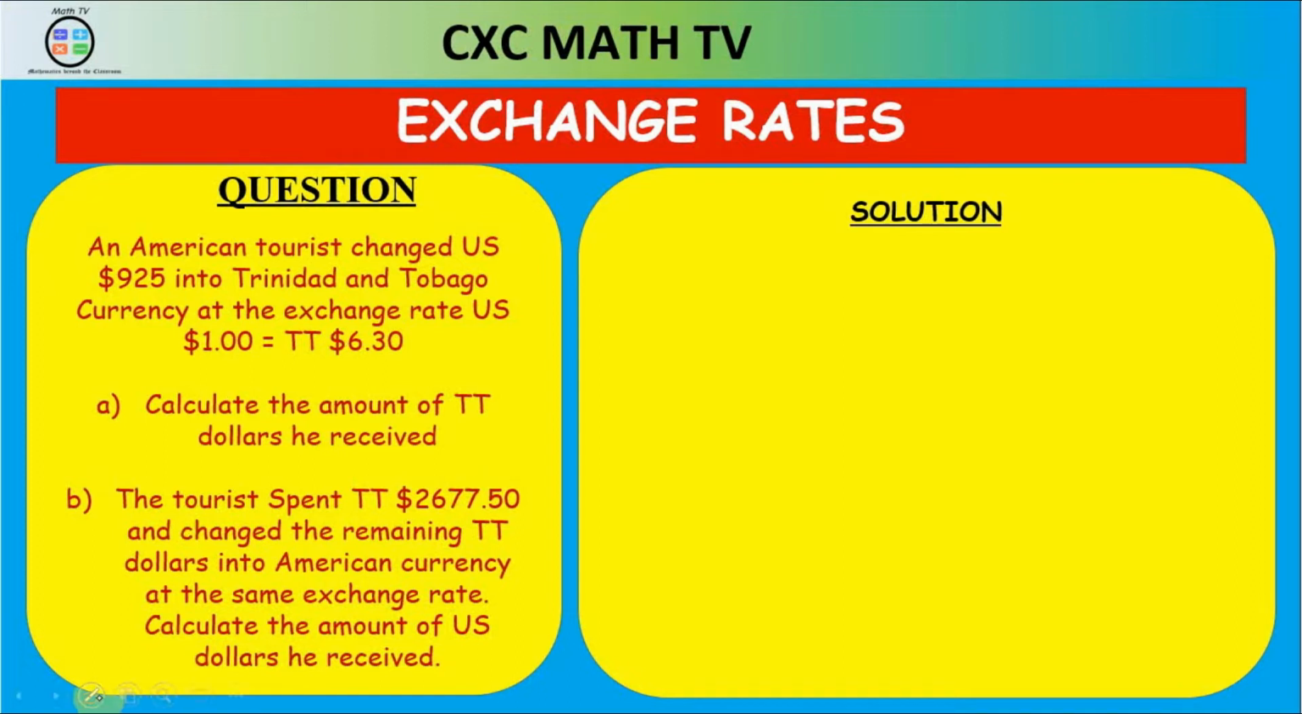So first thing we need to do is start with our original conversion. What did we say? Always start with the exchange rate. What was the exchange rate given? 1 US dollar is TT $6.30. So start with that. US $1 is equal to TT $6.30. Good. Now what do we need?